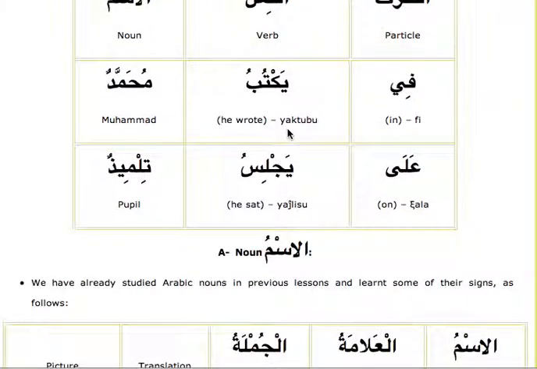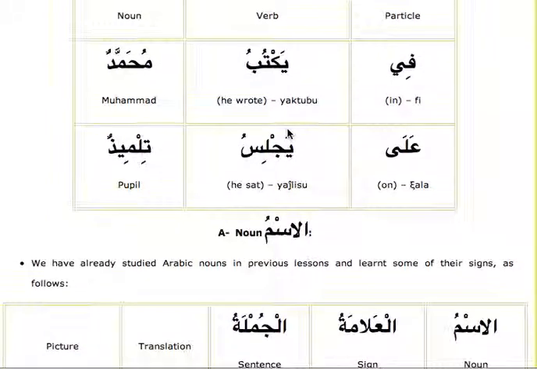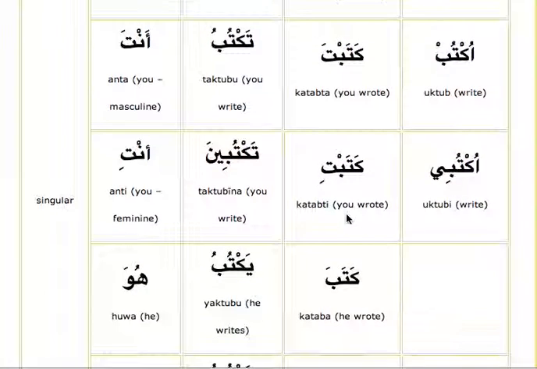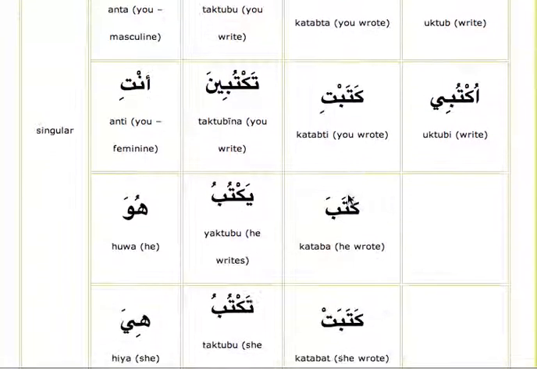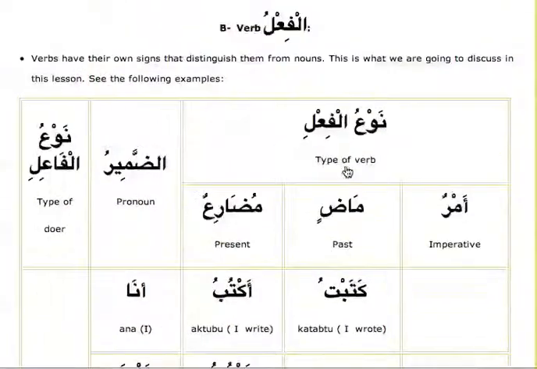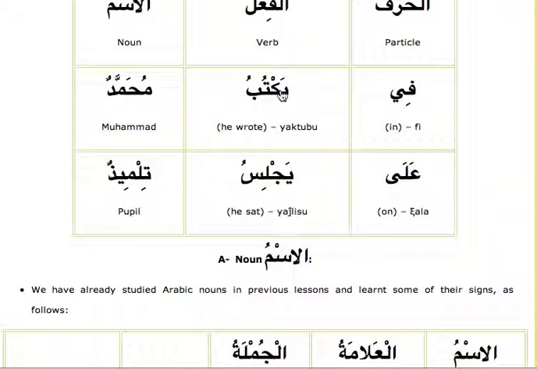Okay, now that is not saying much about it. So yaktubu. Now pay attention to this one. I'll go back down and find another example. Katabtu is first person, I. Katabta is second person, you. Katabti is female, you. Kataba is now third person. I'm expecting that to be the number one, kataba, but this is yaktubu. This is like a present tense. Yaktubu is like he writes.